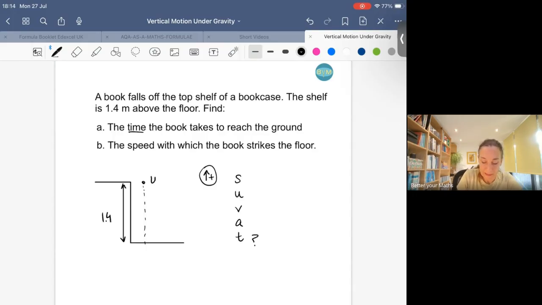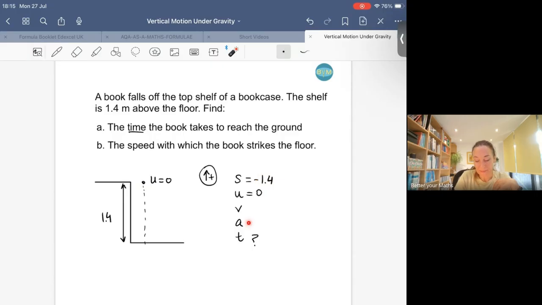If it's falling, the first thing that I know is the initial velocity is 0. I know the displacement. The displacement, remember, is the difference between the final position and the initial position. So from here, my displacement is downwards, so it's going to be negative, and it's going to be minus 1.4. It's negative because I start in the initial point and I finish in the last point. My vector is downwards, so that's why it's negative.